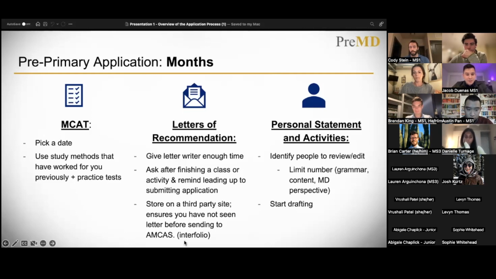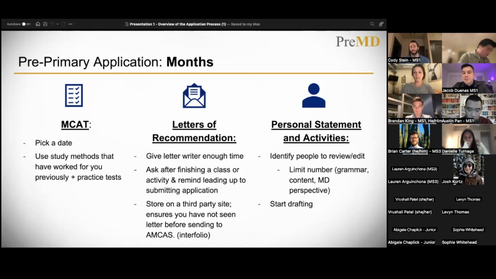And the last point listed here, Interfolio, is a third-party site that can store your letters before you send them to AMCAS, which again is nice if you are going to take some time between graduating or having that class with the professor and the time that you apply to school. So that's something you can use.